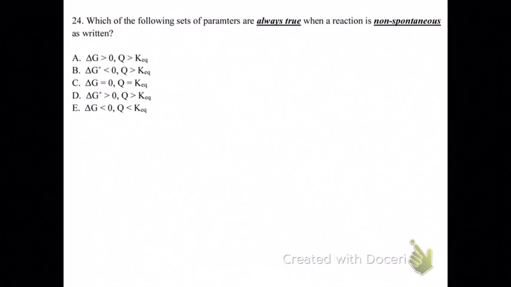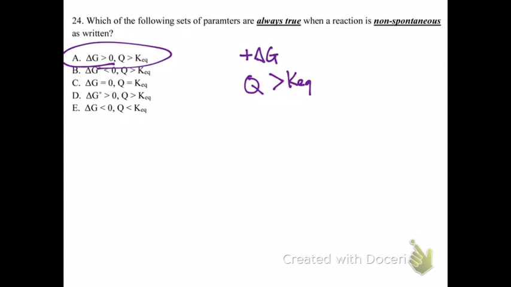This question asks which of these following sets of parameters are true when a reaction is non-spontaneous as written. So if a reaction is non-spontaneous as written, that means we're looking at a positive delta G, and we're looking at Q being greater than K, because the product-to-reactant ratio that we have, Q, is greater than K, the product-to-reactant ratio that we want. So let's see which of these match up with that. Statement A, delta G is positive and Q is greater than K. Hey, that's it. That's the one.